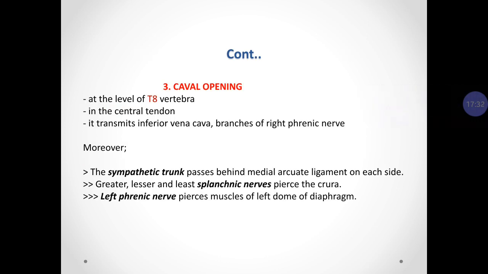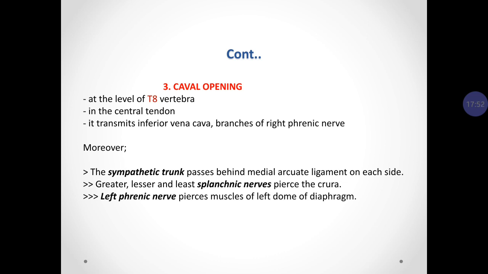So if we just revise all of it, we have seen that there are 3 important openings: the aortic opening, the esophageal opening, and then the caval opening. The aortic opening was at the level of T12 vertebra, esophageal opening was at the level of T10 vertebra, and caval opening was at the level of T8 vertebra.